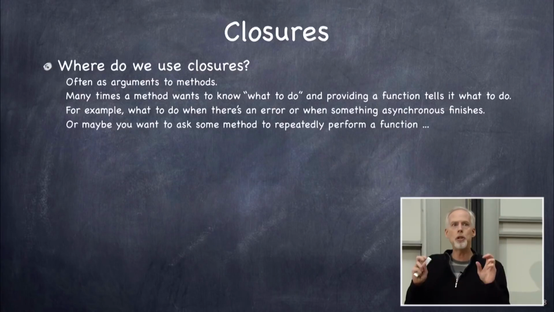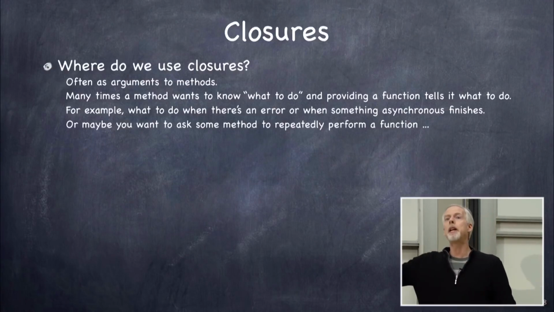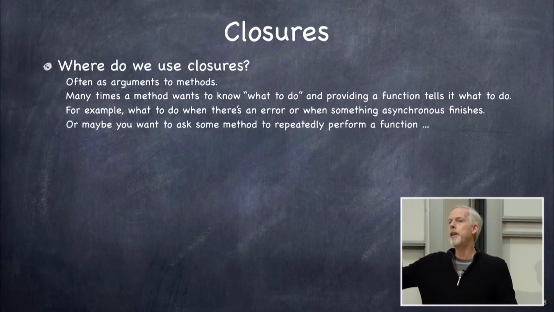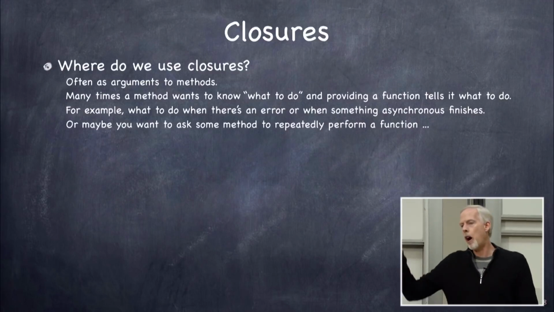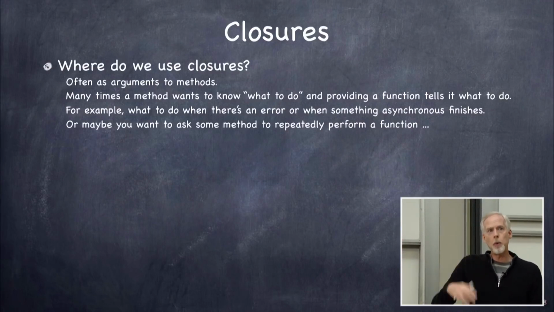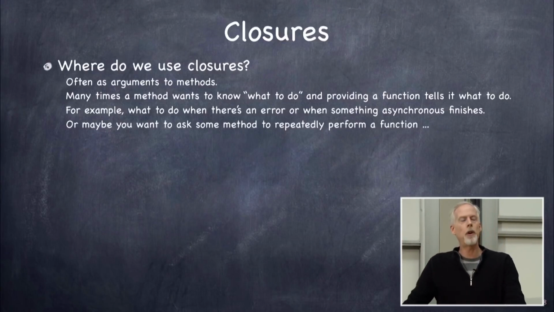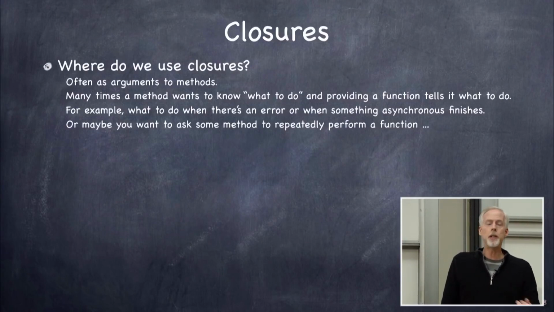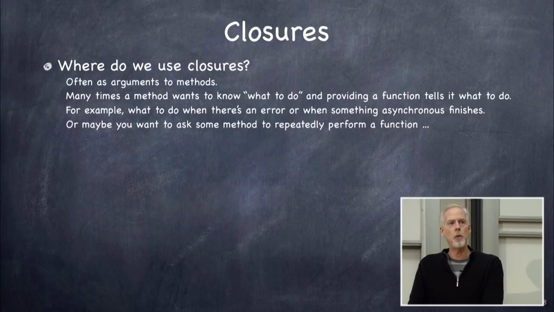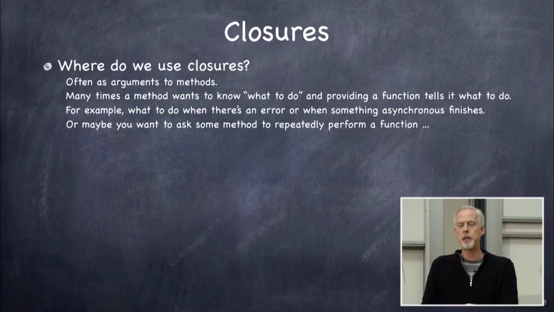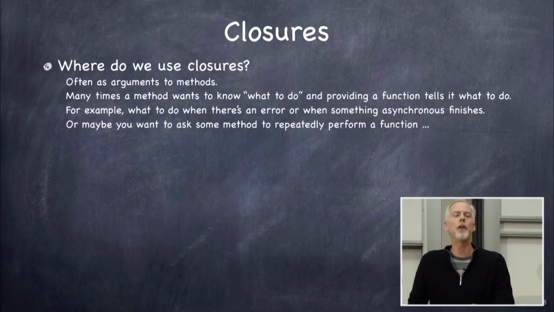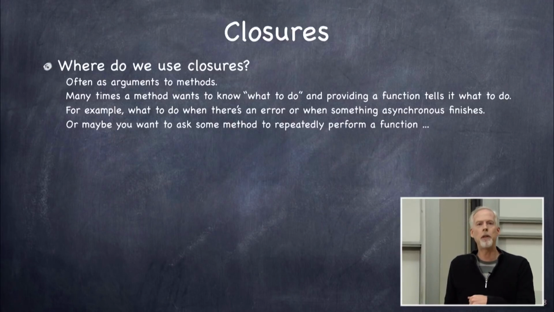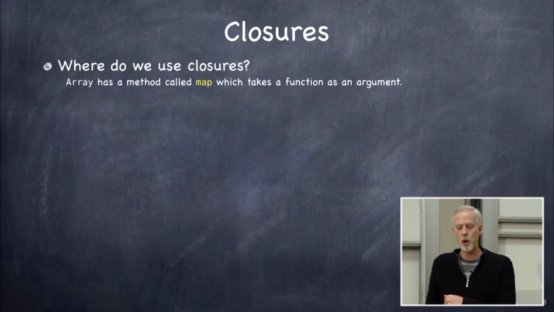Maybe it wants to know what to do if it's going to do something that takes a long time. It's going to go on the network and download something off in the background, and when it's done, it wants to tell you. Okay, call a function to do that. Another thing is it might be doing something repeatedly. It wants to do the same thing over and over, so it's asking you to tell it what to do over and over. So let's take a look at an example of that last one there. Doing something over and over.